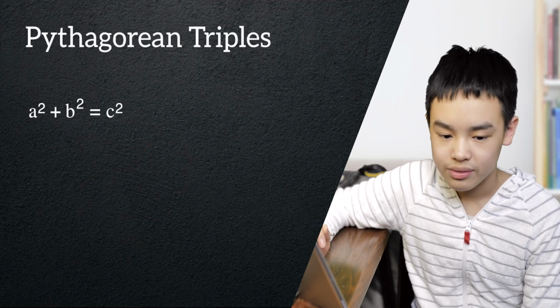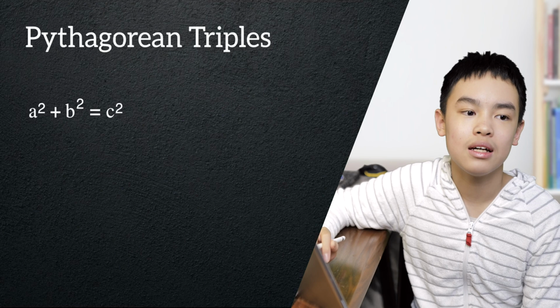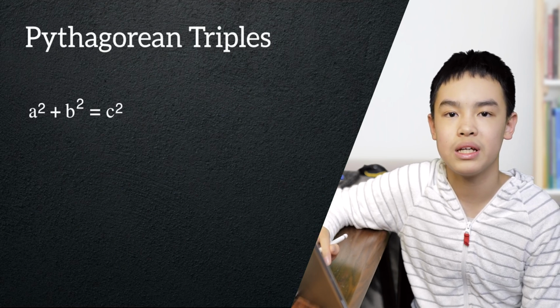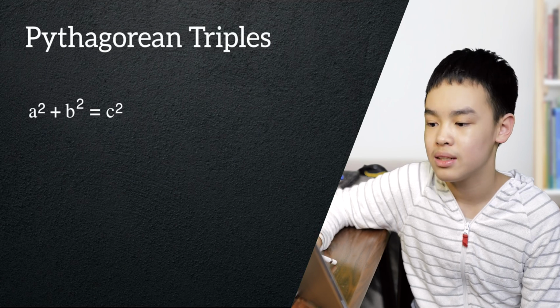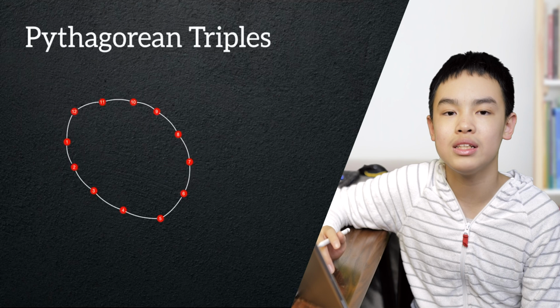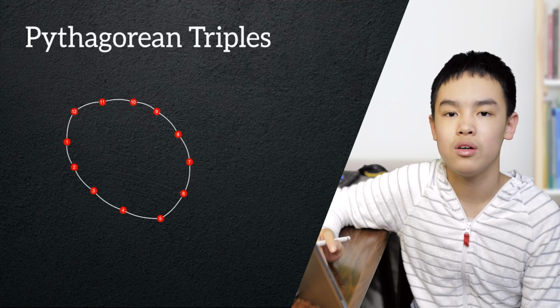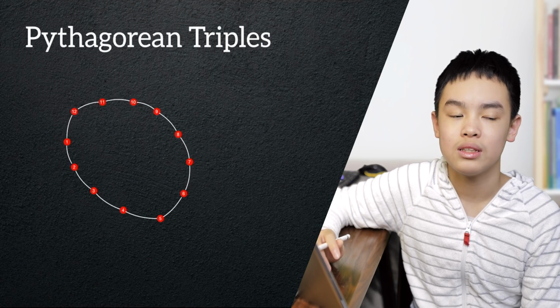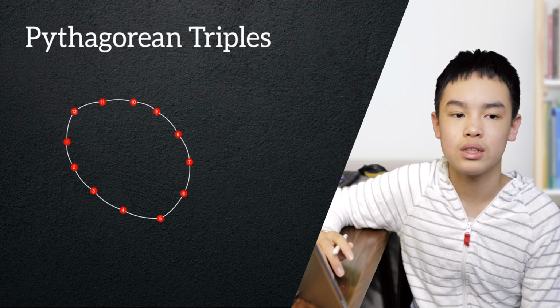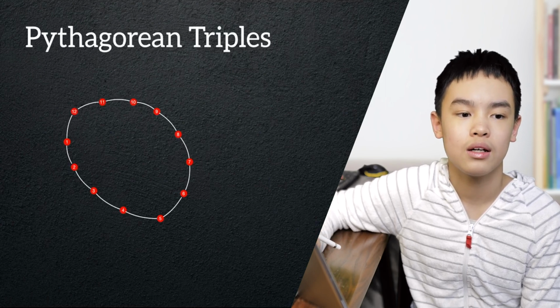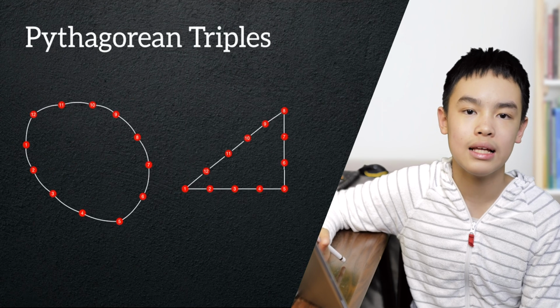And there's actually a fun fact about how Egyptians used to make pyramids. They tied 12 knots into a string to give them 12 equivalent line segments and tied them into a circle. And then using the 3, 4, 5 theorem, they got a right triangle, just like that.